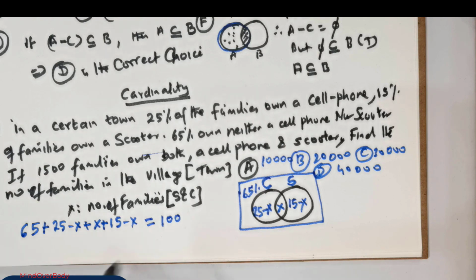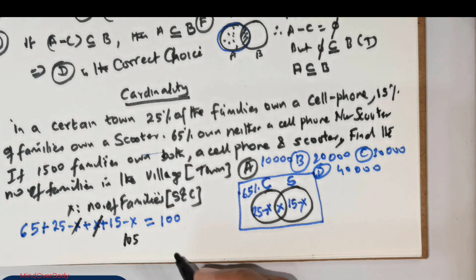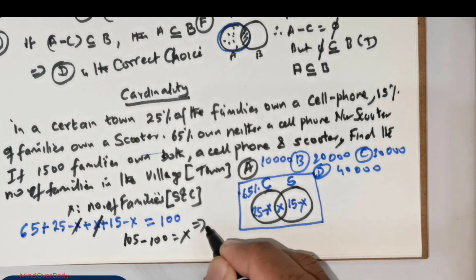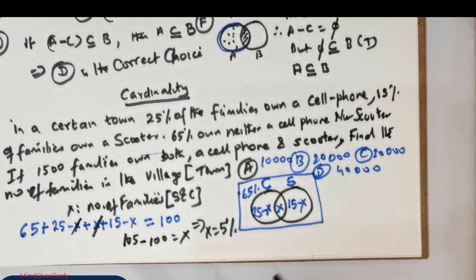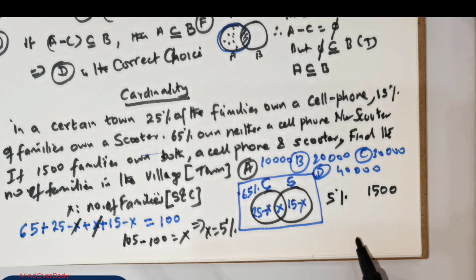So I've got a positive X and a negative X that can be cancelled. I've got 25 added with 15, that's 40. 40 added with 65, that's 105. I got a negative X. I throw the negative X to the other side. I bring 100 here. So that would mean my X is what? 5%. So 5% of the population in the town are owning both the cell phone and the scooter. And what is that 5%? That 5% is given to be as 1500 families. Now we need to get 100%. We need to find out the number of families in the village.